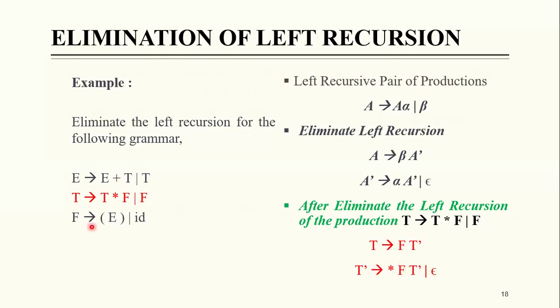And next, the third production, F derives bracket E or ID. Here on the left hand side we have F, and on the right hand side we have an open bracket, that is a terminal. So this does not come under left recursion.